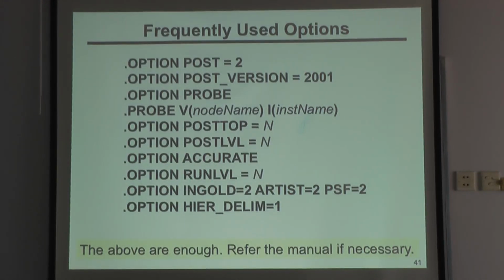Maybe this is the same as Spectre. I often use this kind of options. The option post equal to 1 means the output waveform file is in ASCII. Maybe use very fine time step control, like 0.01 picosecond time step control. Post version 2001 is required if we use finer step control. And we have many such options.